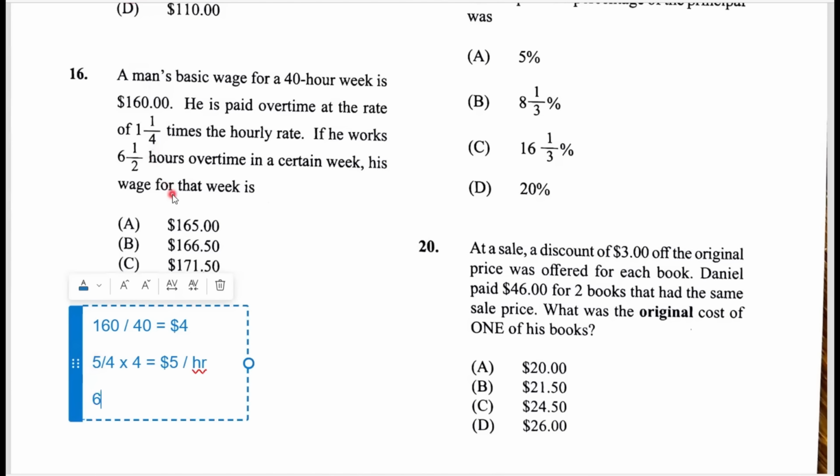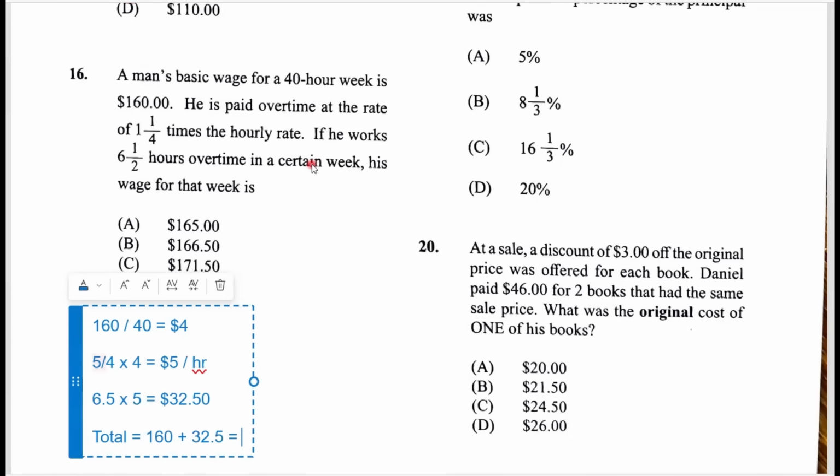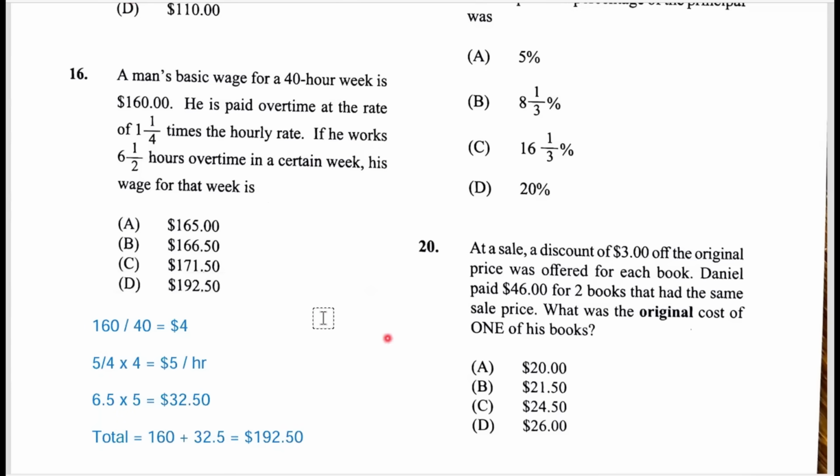Six and a half hours, or 6.5, multiplied by $5, right? So 5 5s are 25, 6 5s are 30, so that gets you $32.50. That's overtime. And what will be the total wage? So total would be 160 add your 32.50 to give you $192.50. So that would be D.